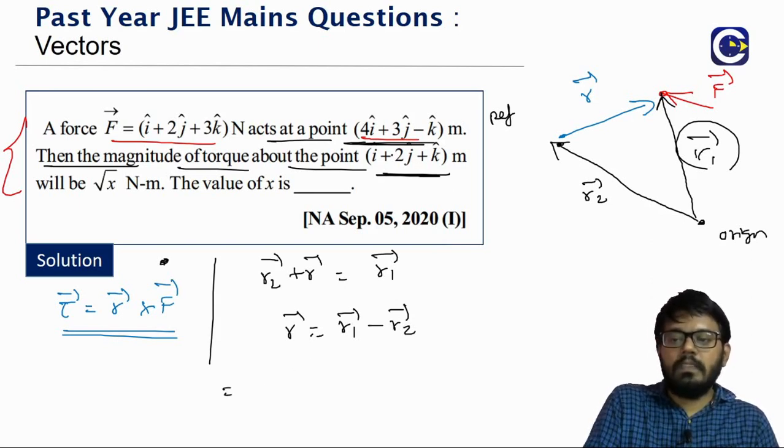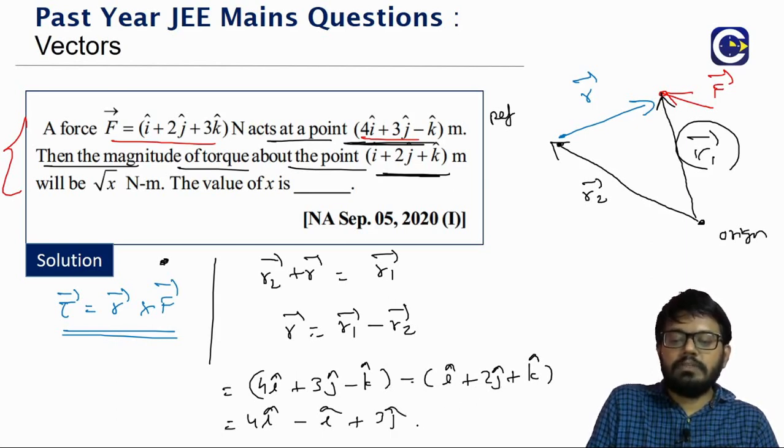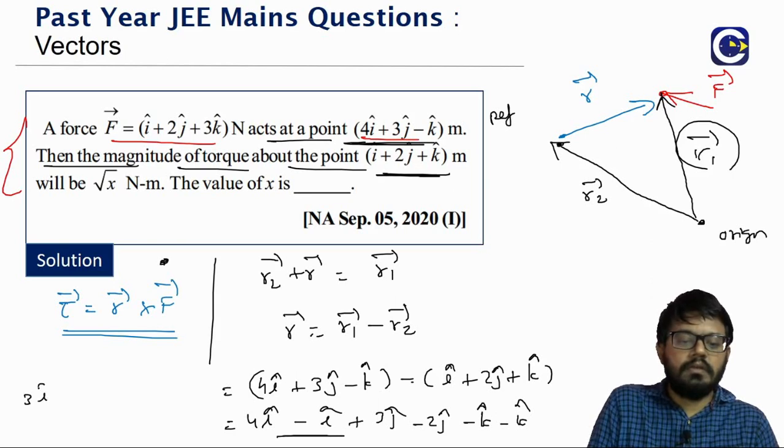What is r1? 4i plus 3j minus k, that is r1, minus r2. What is r2? i plus 2j plus k. So look at this: 4i minus i means 3i. 3j minus 2j means j. Minus k, minus another k, that is minus 2k. This is our r bar.